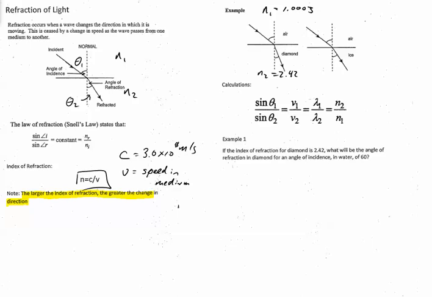If I go from air into ice, index for air is 1.0003. Ice is around 1.31. Again, you'd be given these values. Notice that it still bends towards. My angle of refraction is less than my angle of incidence, but it bends less than if it's traveling in diamond, which has a higher index.